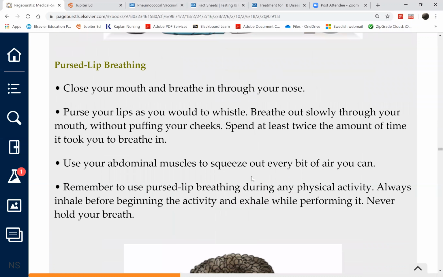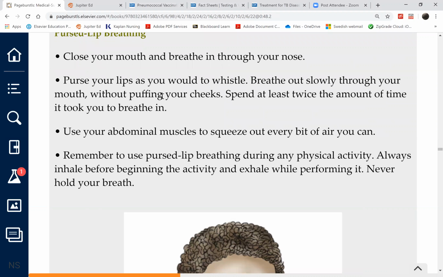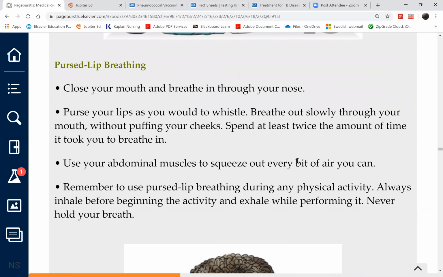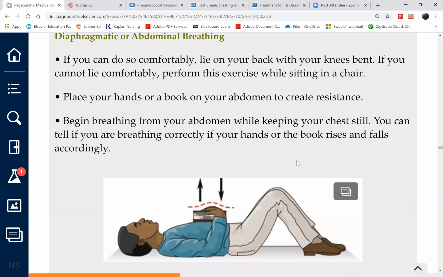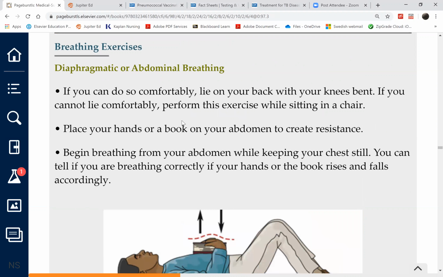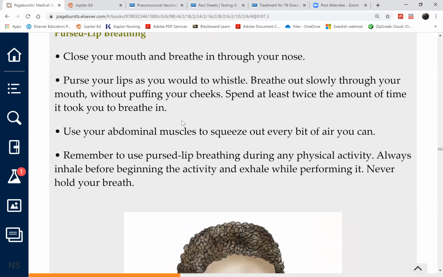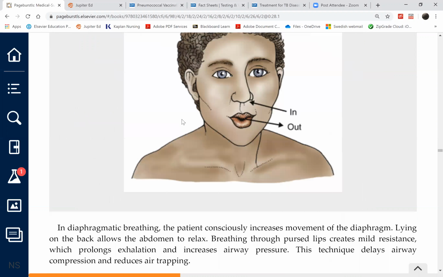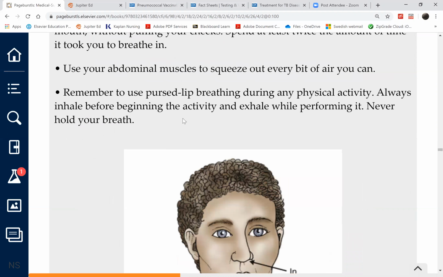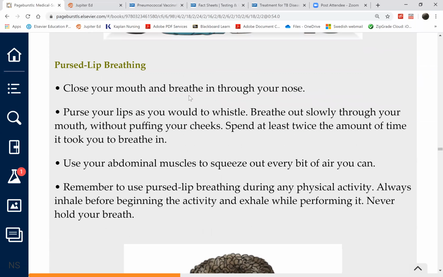Another is pursed lip breathing, and you clearly have the instructions here. So these will all be in the exam questions, either the abdominal breathing or the pursed lip breathing. These are the two most commonly used techniques. This one, for some reason, COPD patients learn it on their own. I mean, if you ask them, who taught you that? They'll say, I just figured it out.